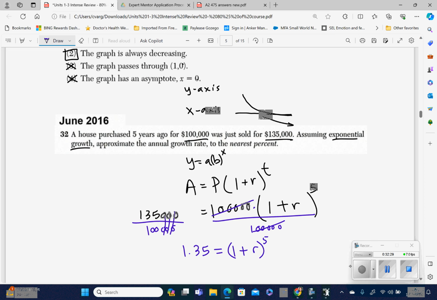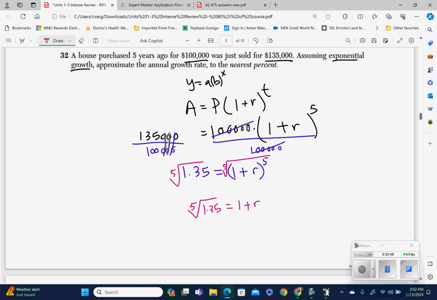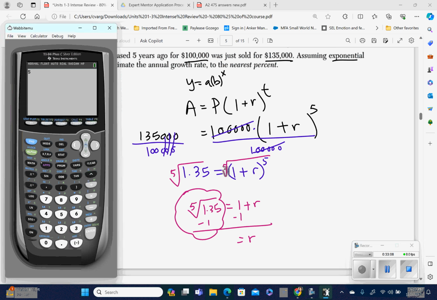All right, we're doing good. So we have the 5th root of 1.35 is equal to 1 plus r. To get the r by itself, I subtract 1 here. I should subtract 1, but I wrote r. Okay. Good. So now I have r is equal to whatever this thing right here is. So this becomes a calculator question. How do I get my 5th root in the calculator again? Put the 5 in, hit math, option number 5, that's 5th root. Then I put 1.35, move over, put minus 1, and this is my number.